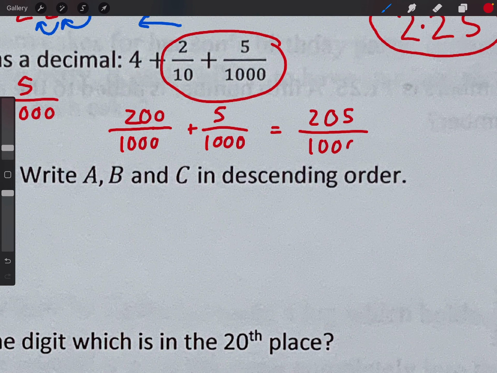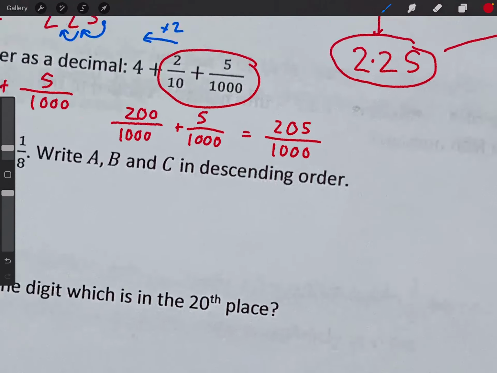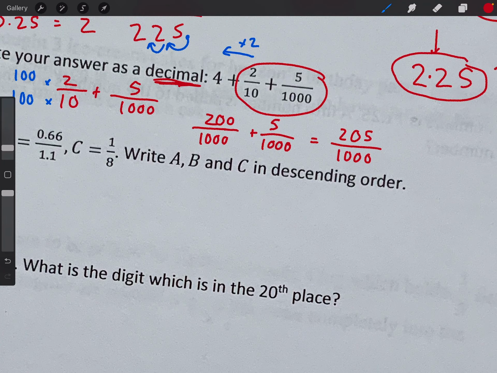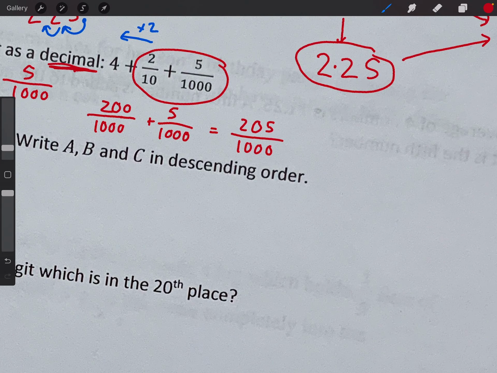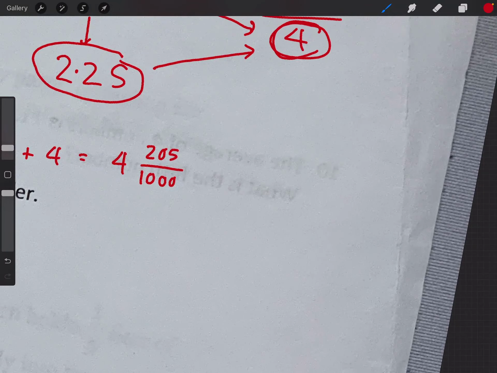over 1,000. Okay. Now you're wondering, so what does that look like as a decimal? Because they want it as a decimal, right? Actually, let's just do it one step at a time. We're going to add that, then we're going to add the 4. So if you add another 4, you get 4 and 205 over 1,000. Now we change it to decimal. 205 is the decimal part here. The 4 is a whole number, so it's going to be 4 point something.